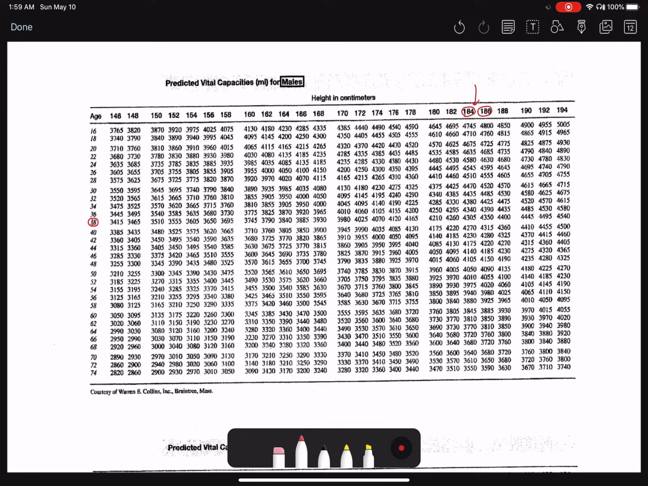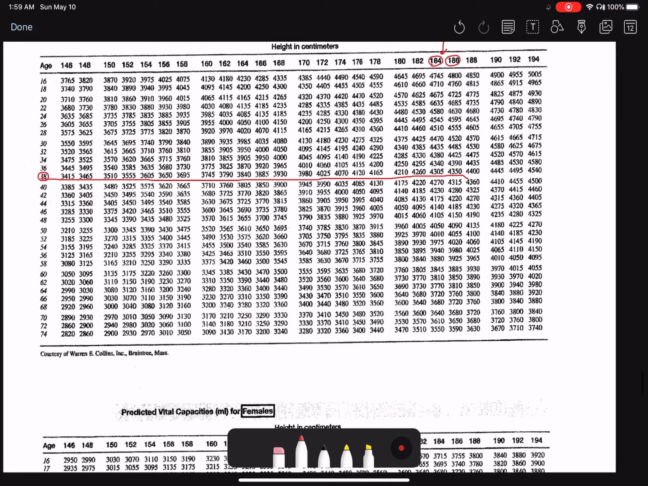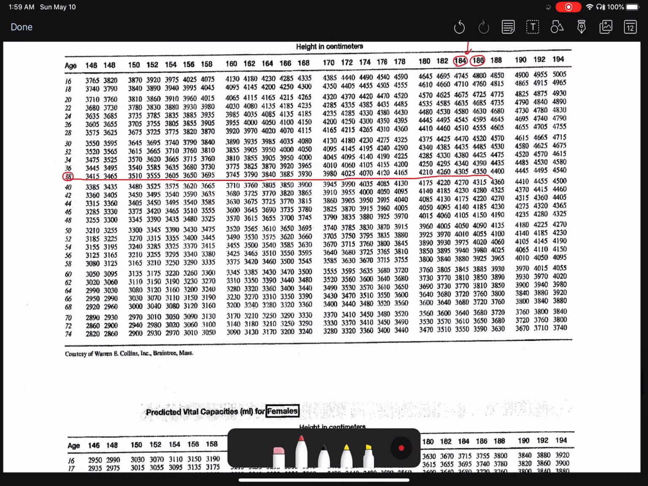So we're going to underline the row that corresponds with my age, like so. I'm going to attempt to do this again with my straight edge. I don't know if it's going to work. I'm doing this on an iPad, by the way, so the surface is very slippery. All right, look at that.